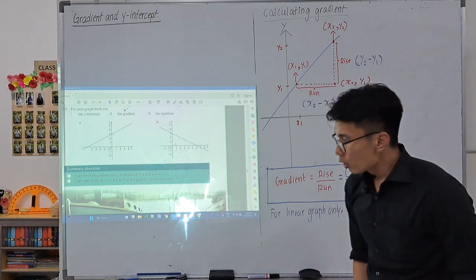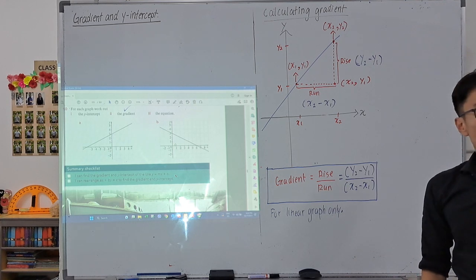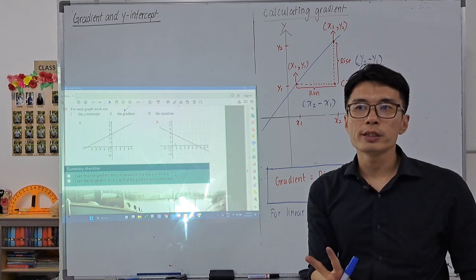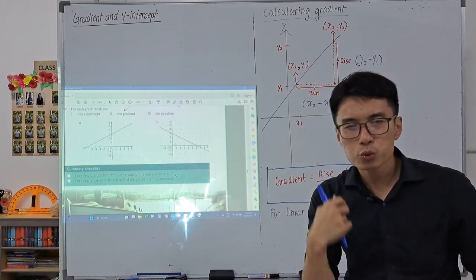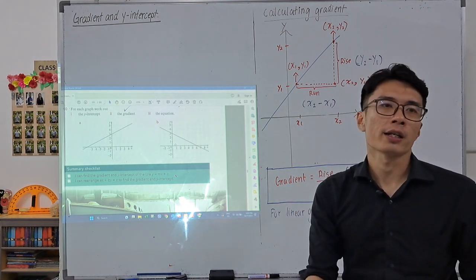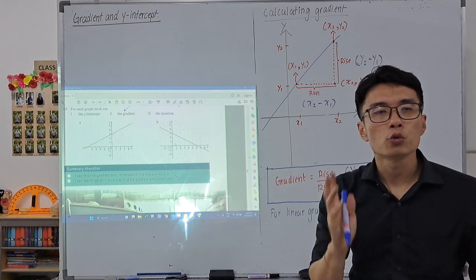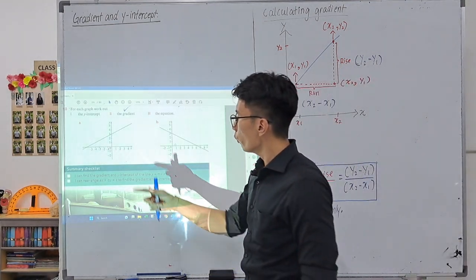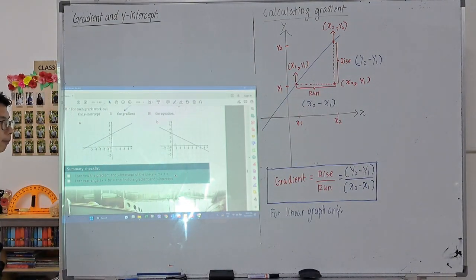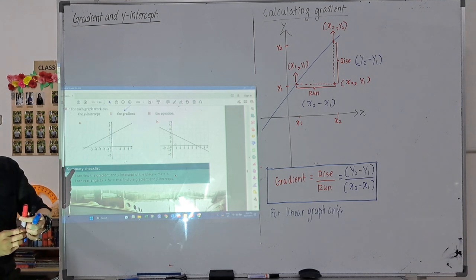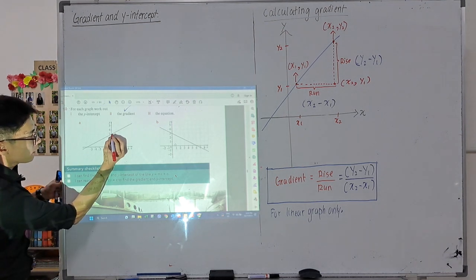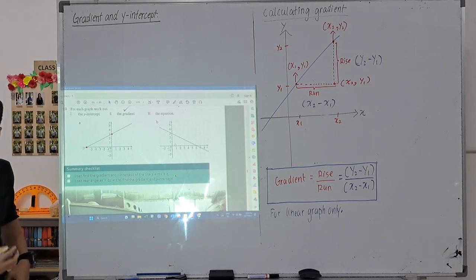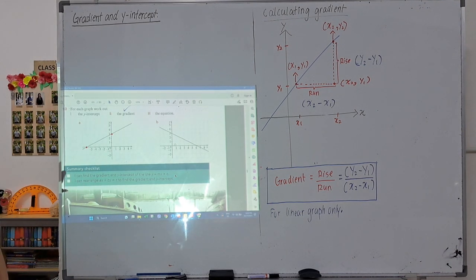Okay, so again, gradient, what should we do? Remember these tips over here? All we need is to find two coordinates, and it can be any two coordinates from the straight line. It does not matter where the 2 points are from as long as they are from the straight line. So over here, I'm going to choose the two easiest points for me to deal with, which are the y-intercept and the x-intercept.